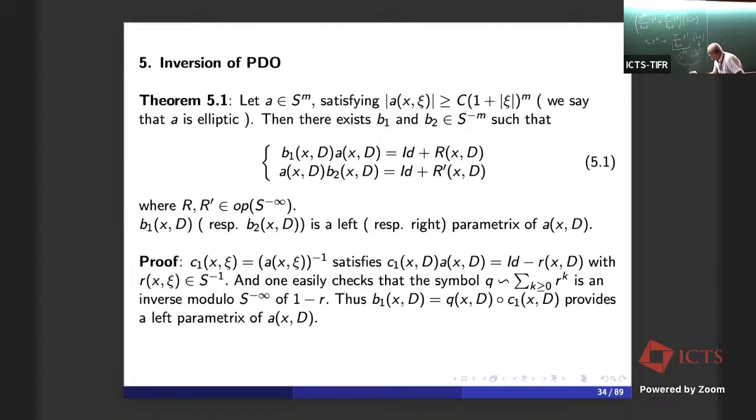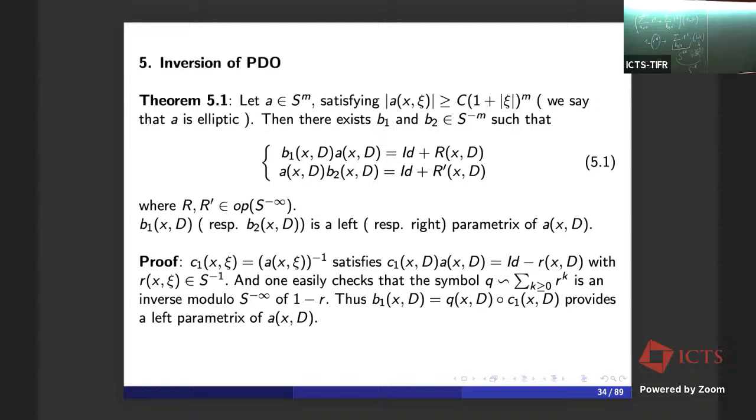Like this one. So for every n, this product is equal to 1 plus something which is in S^{-n}. And that means that the composition is equal to identity plus something which is of order minus infinity. We did nothing, it's just symbolic calculus. The composition of pseudo-differential operators gives this result.